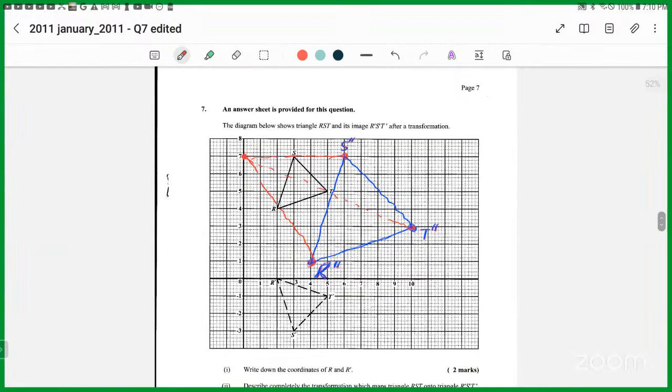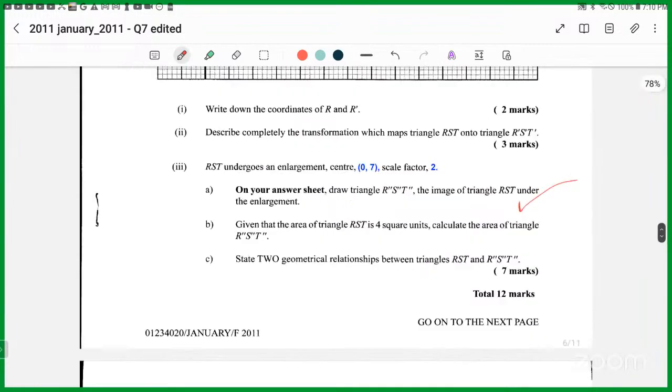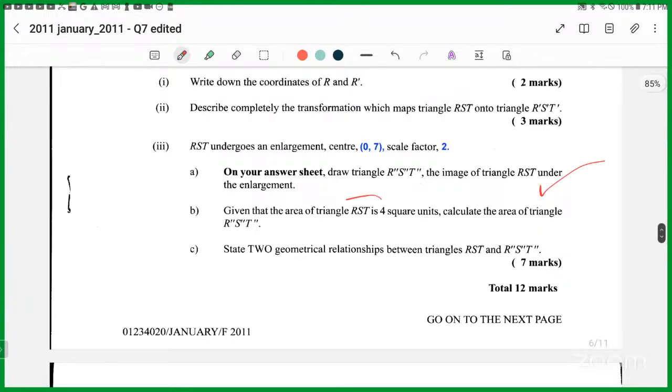I think this question asks us for some area now. Let me see. We'll do this first part here, just to construct it. Given that the area of the image triangle is 4 square units, calculate the area of the image double prime. State the geometric relationship between them. Now this is a part of 2 because I want to do plain and solid geometry here.